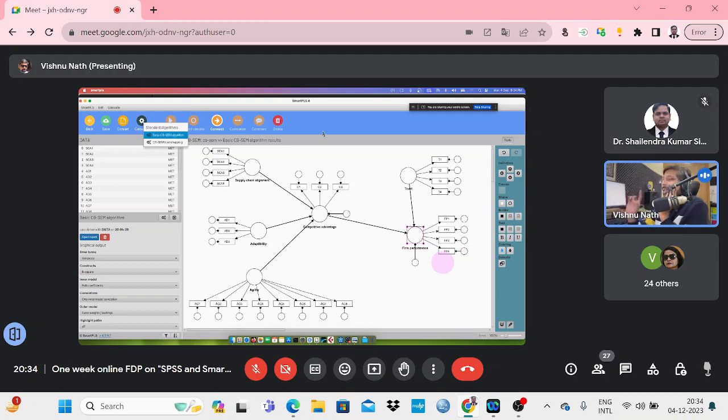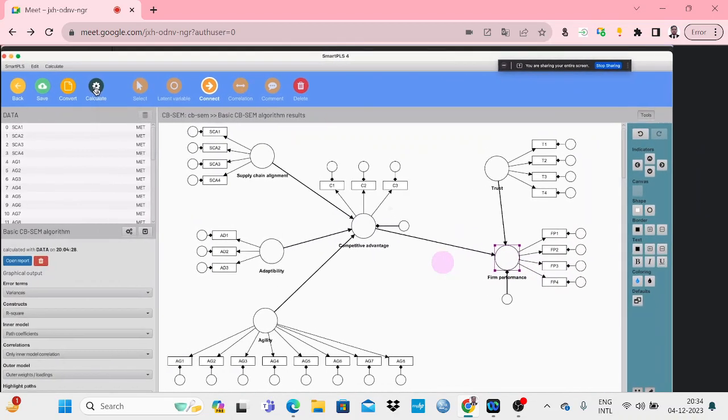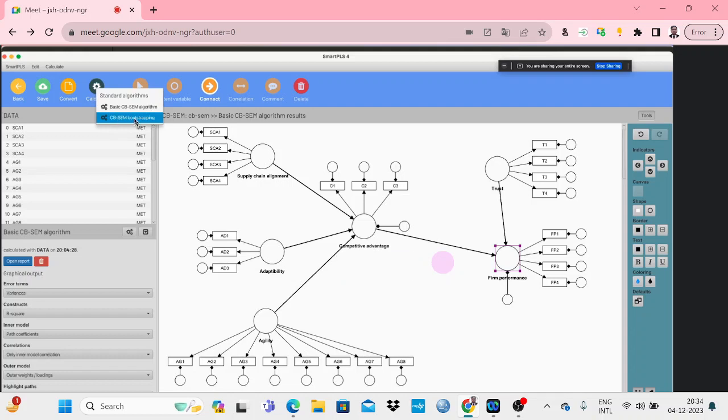There are two options here, basic and CBSEM bootstrapping. We will use the second option, CBSEM bootstrapping, because we have a mediation here. We are not connecting these independent variables directly to the dependent variable. We have a mediator: first these affect this, and then this affects this. In order to test mediation and calculate the statistical significance of mediation effects, we need to do bootstrapping. So this time we will use the CBSEM bootstrapping algorithm.